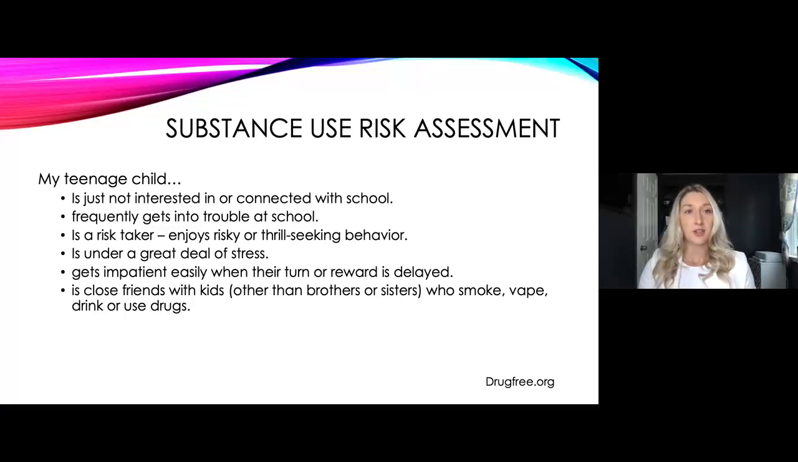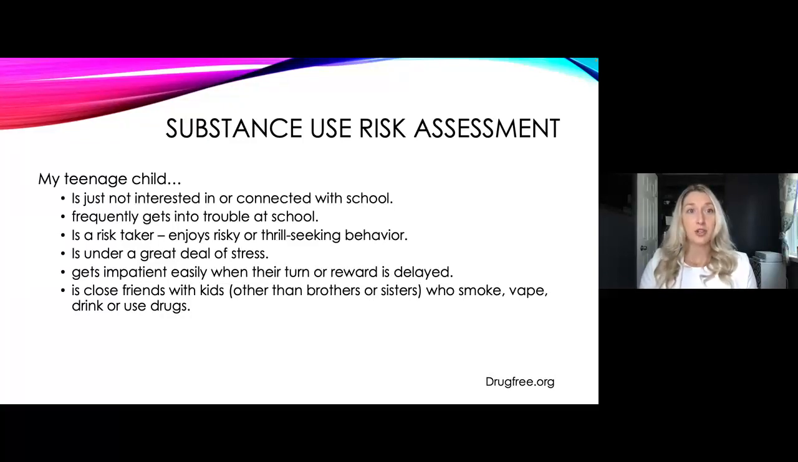So the next two slides are just a substance use risk assessment that parents of teenagers can use and take at drugfree.org. The first slide shows questions that are asked of the child. So they'll ask things such as, is my child just not interested or connected with school? Because we know that being connected to those pro-social bonds is what is going to insulate a youth from engaging in drug use.